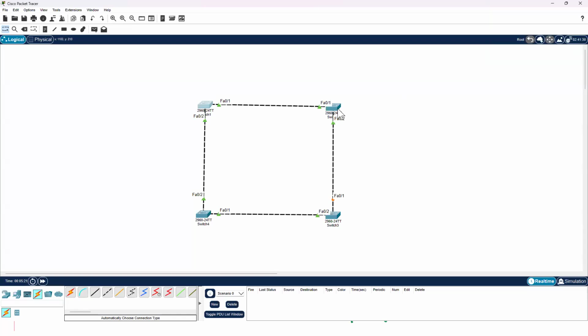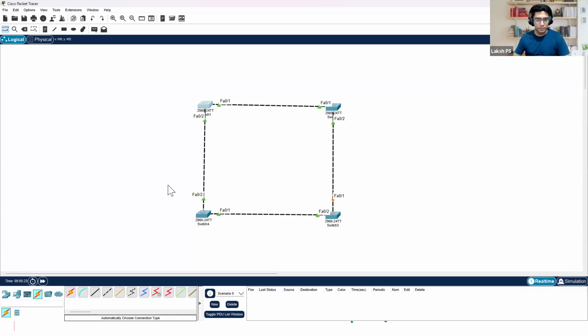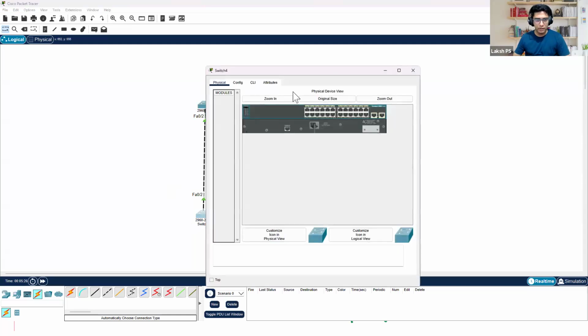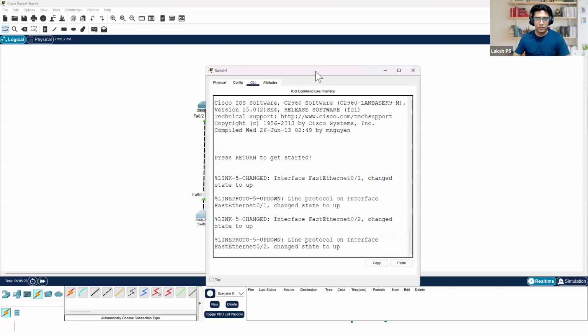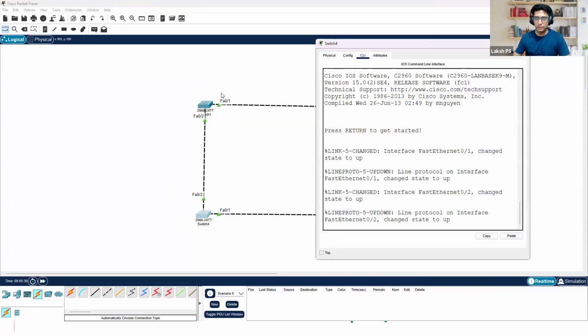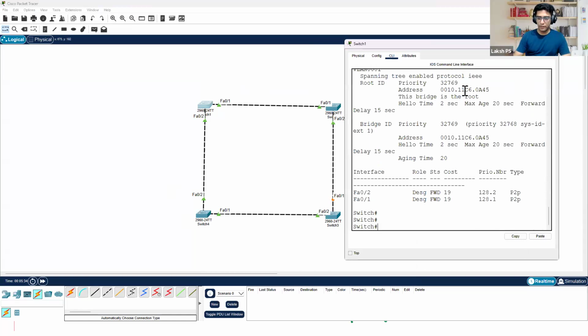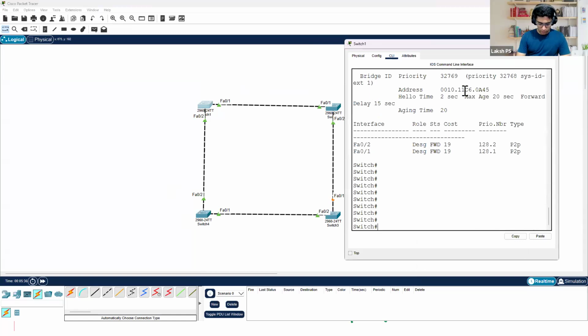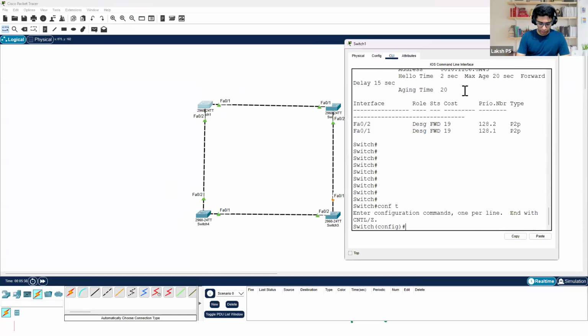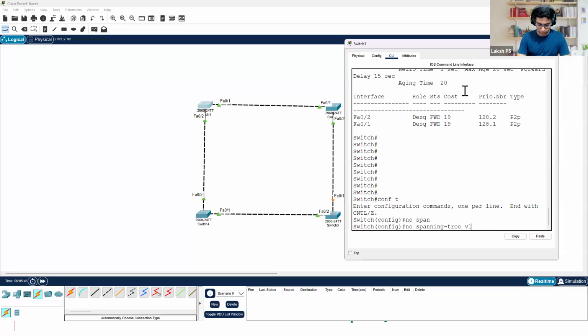Okay. Now, first, let me remove spanning tree from all these switches. Okay, so switch number 1, configuration terminal. I will remove spanning tree: no spanning-tree.